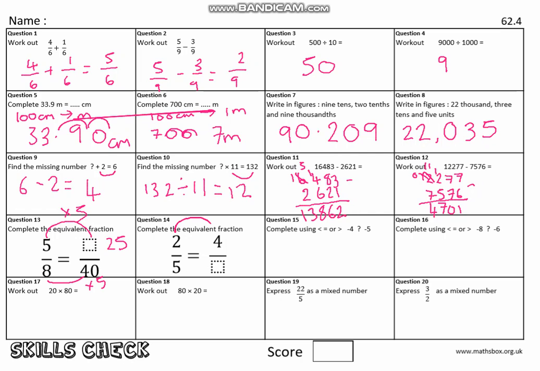How did we get from 2 to 4? Well, they times it by 2, because 2 times 2 is 4. And then so I've got to do the same to the bottom. So 5 times 2 is 10. So now I know that the equivalent, the same fraction of 2 over 5, is 4 over 10.